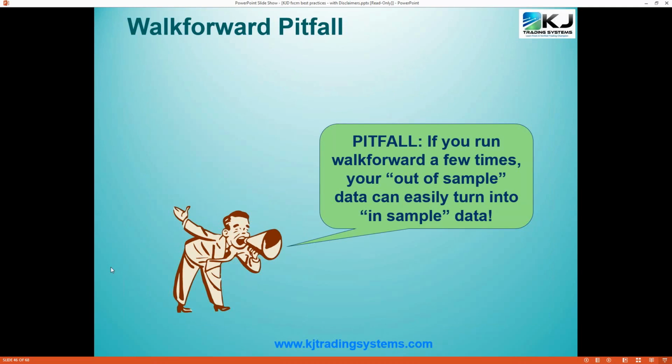Okay, so one of the pitfalls with Walkforward, remember I said it can be optimized. The way a lot of people do that is they run the Walkforward over and over again, and then all of a sudden what you thought was out-of-sample data is just in-sample, so it's no good.